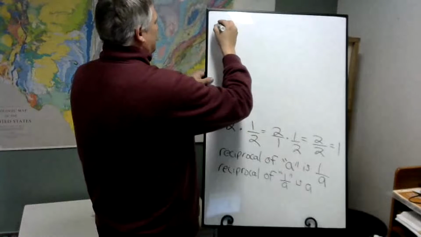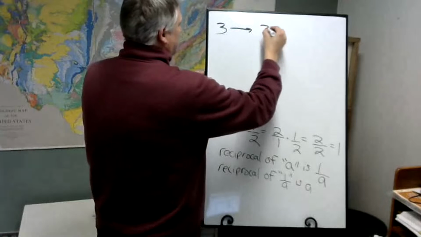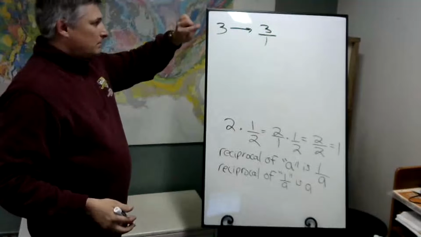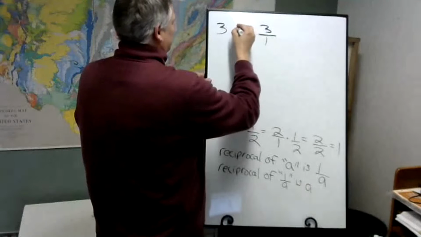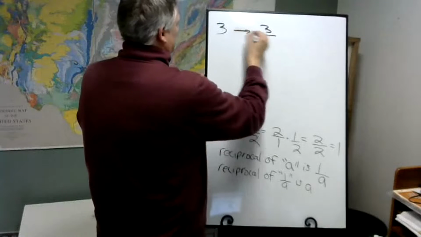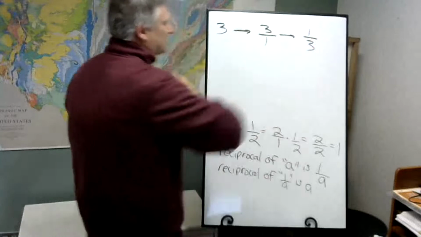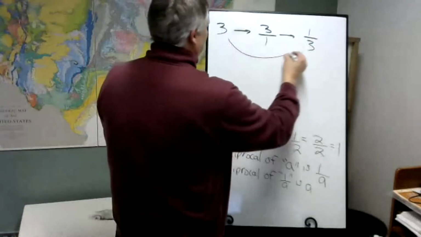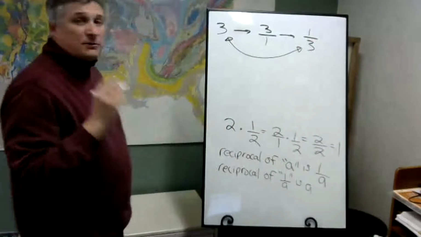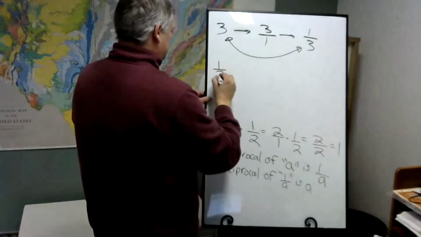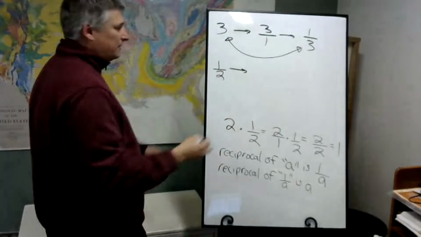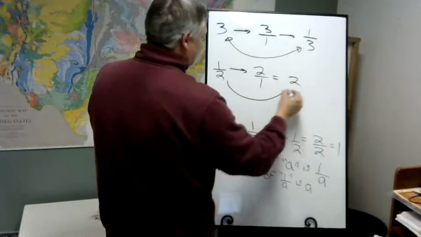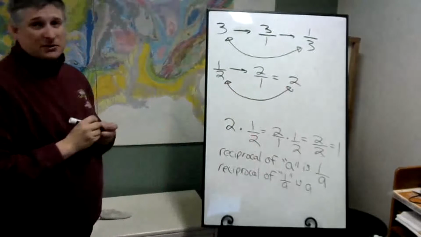So the reciprocal of 3, the way this works is we can write this as 3 over 1. Again, you can always give something a denominator of 1. And then flip it. And that's the reciprocal of 3. These two are reciprocals of each other. Now, if you took 1/2, well, all you got to do is flip it. You'll get 2 over 1, and then 2 divided by 1 is just 2. So those are reciprocals of each other.